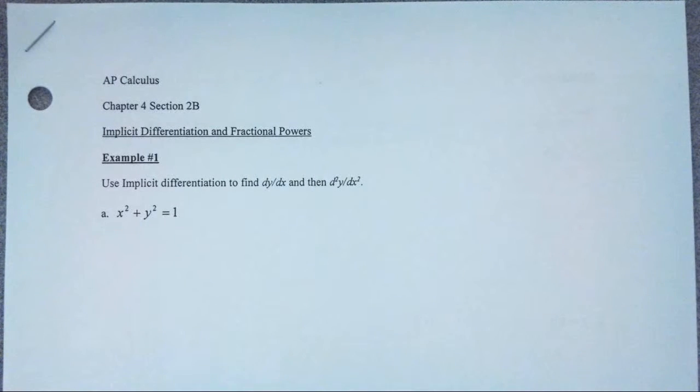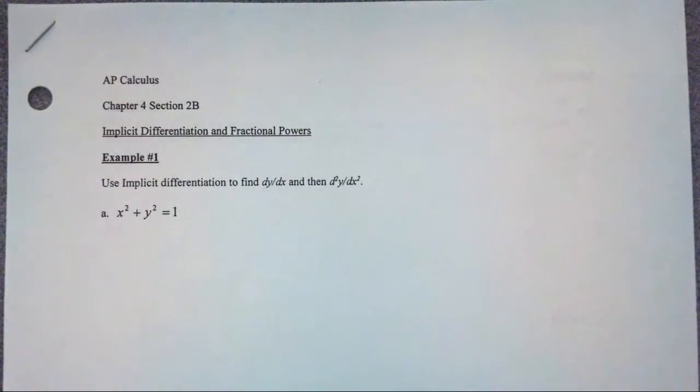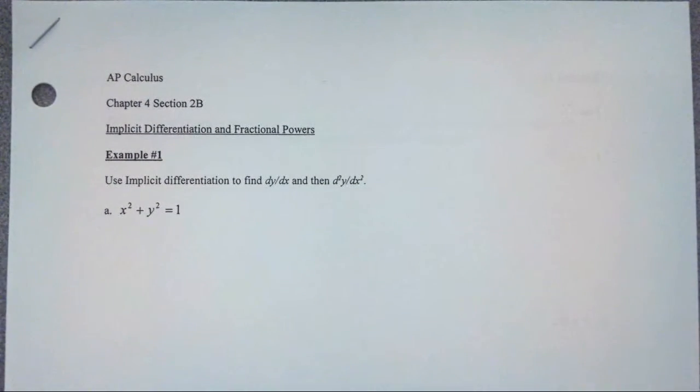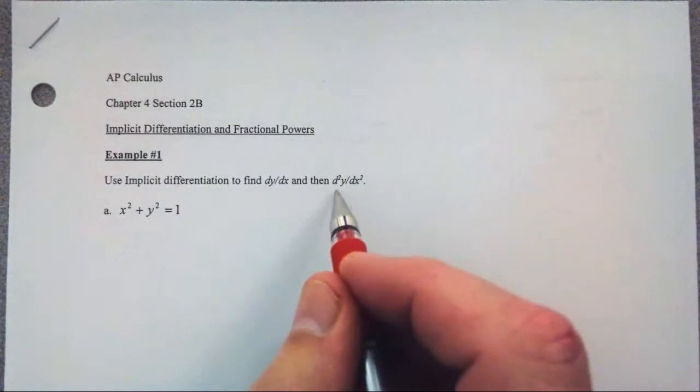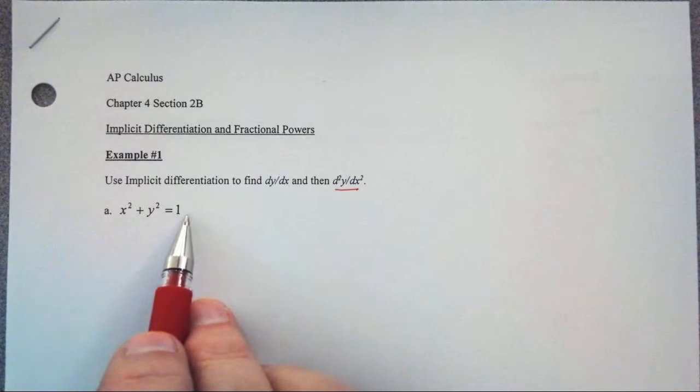Welcome to Calculus Chapter 4, Section 2. This is Part 2, Implicit Differentiation and Fractional Powers. But we've worked with fractional powers before. That's not going to cause a problem. We got a little bit of trickiness when we find second derivatives. But finding the first derivative of this, no problem implicitly.